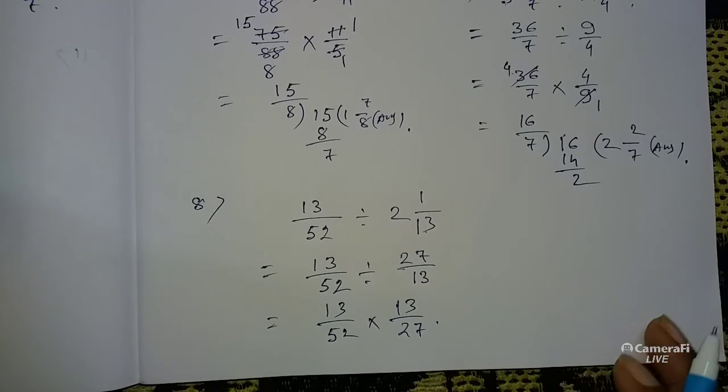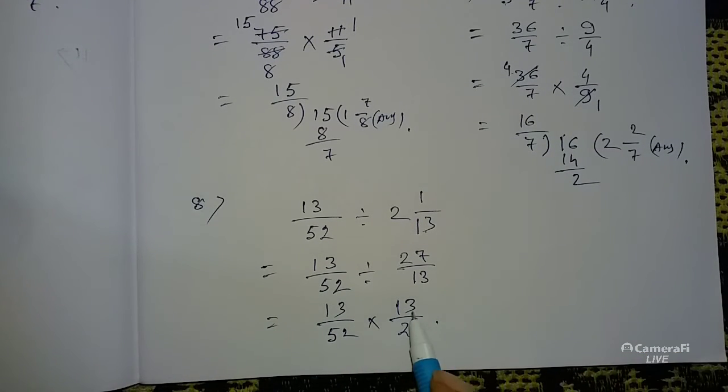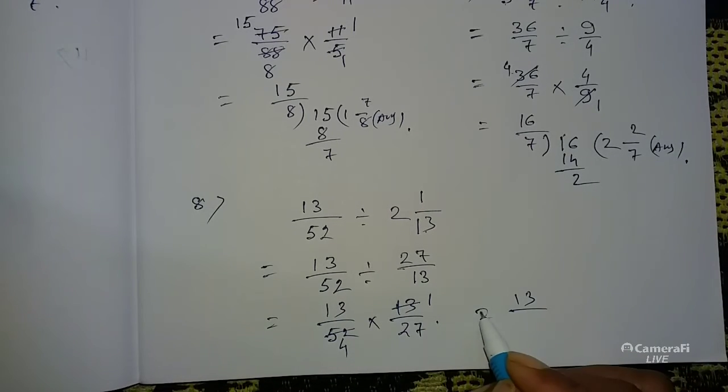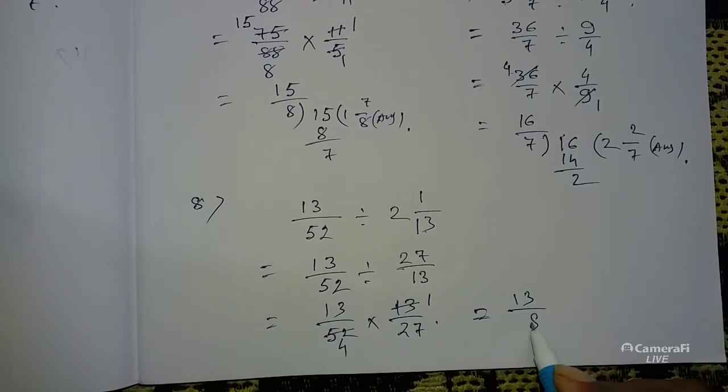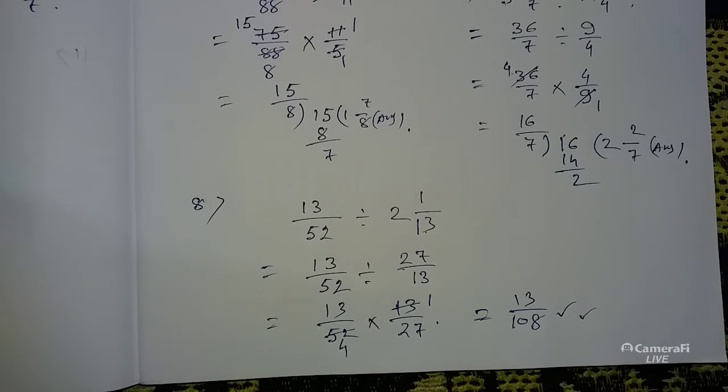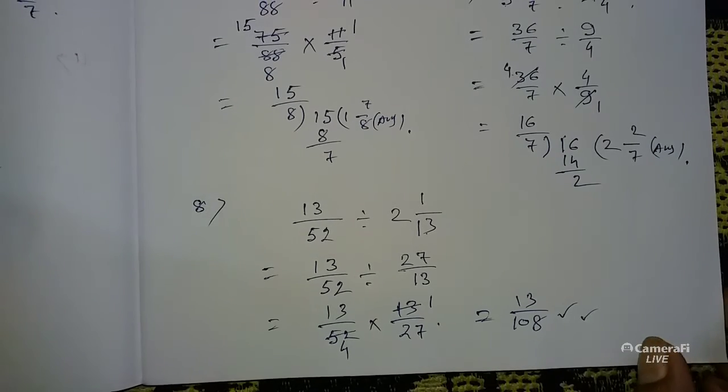Now see it here, 13 and 52 are divisible. 13 1 is 13, 13 4 is 52. Multiplying, we get 1 by 27 into 4, 4 7 is 28, 2 4 2 is 8 plus 2, 10, 108. This becomes the answer. Okay, so in this way we can divide fractional numbers.